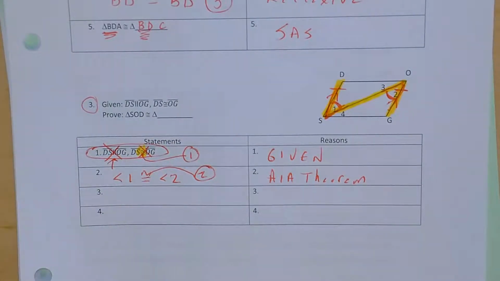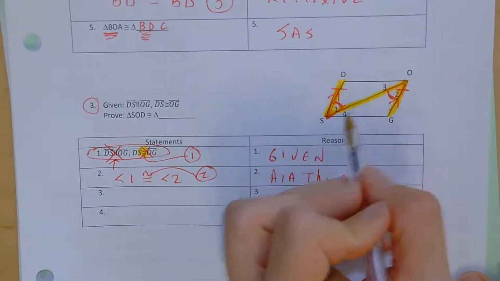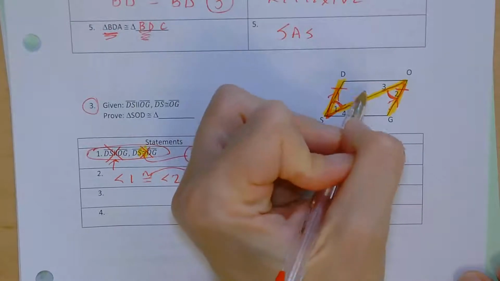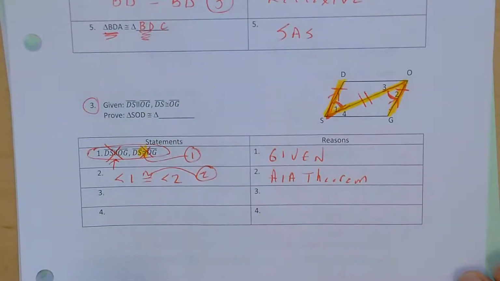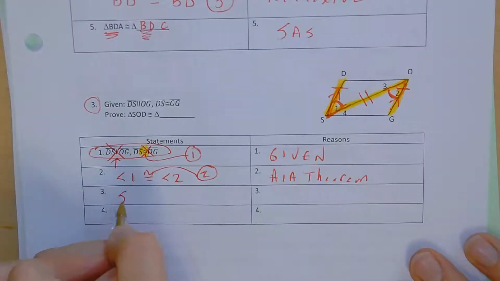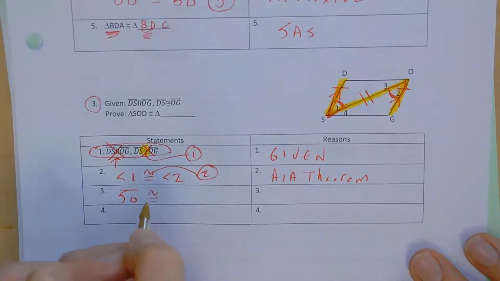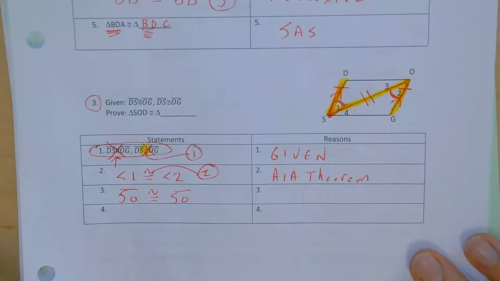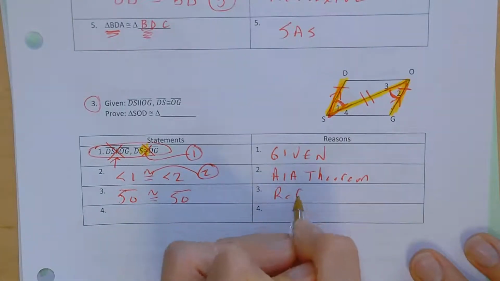So you have to come up with another one on your own. So it's kind of like the proof we just did. They have a shared segment, these triangles. So we're going to double tick the shared segment. And we're going to put that in our proof. So we're going to say segment SO is congruent to segment SO. Or you could say OS is congruent to OS. And that is called reflexive.